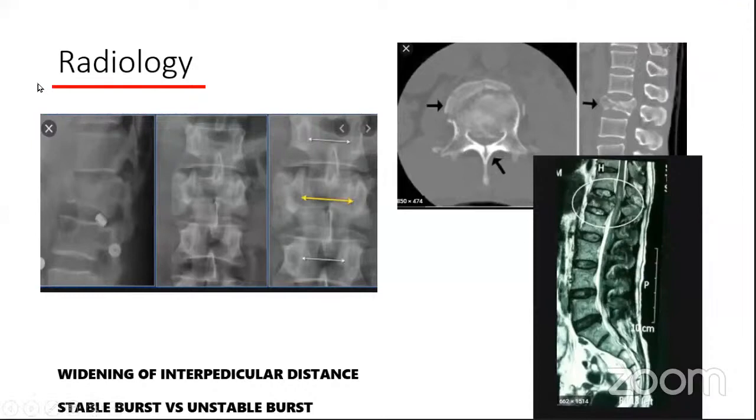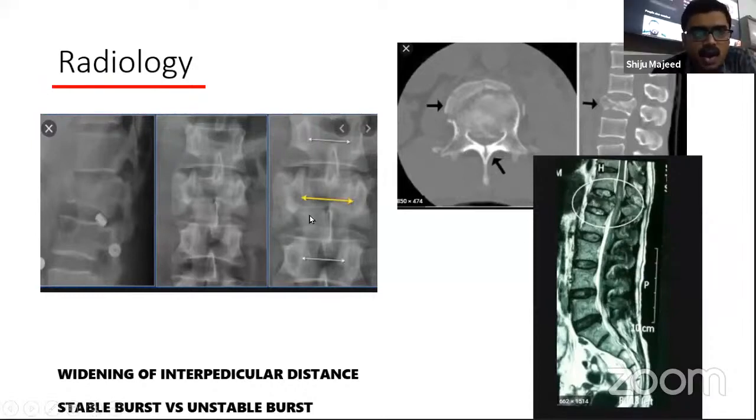So when a patient has a suspected fracture, you take an X-ray. How do you know that it is a burst fracture? You look at the interpedicular distance between the 2 pedicles on the fractured vertebra. See the upper one, this is the distance between the 2 pedicles. In a burst fracture, the interpedicular distance is widened. That is the classical finding on an X-ray in a burst fracture.